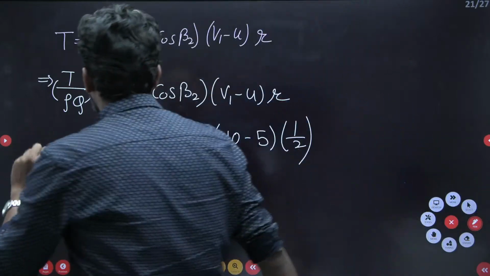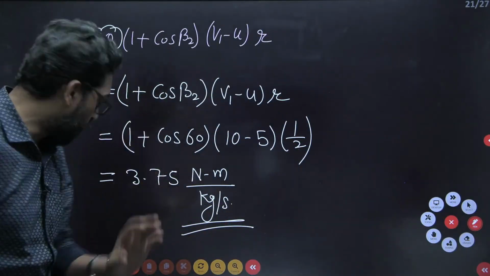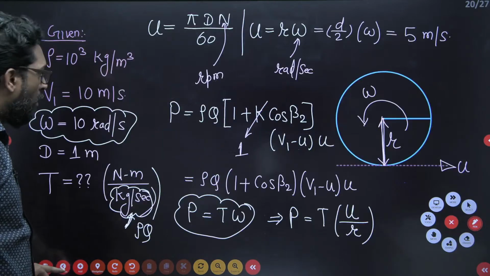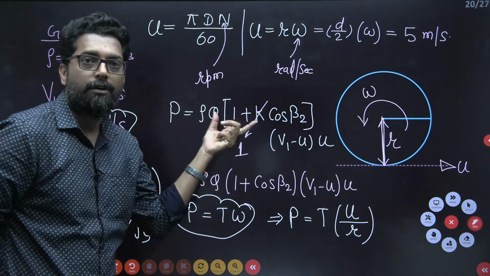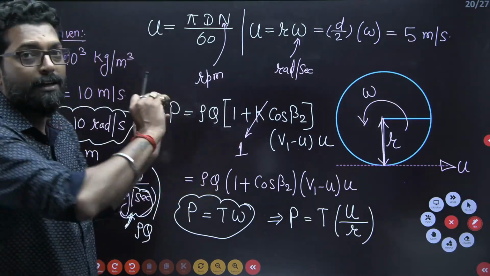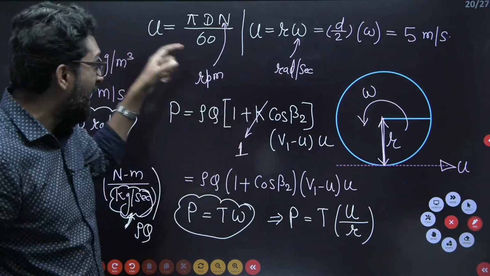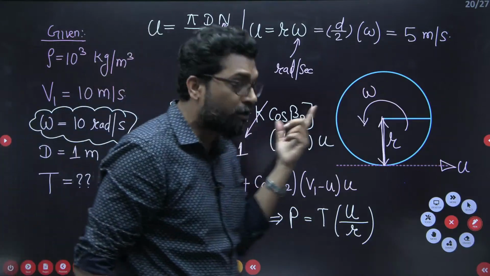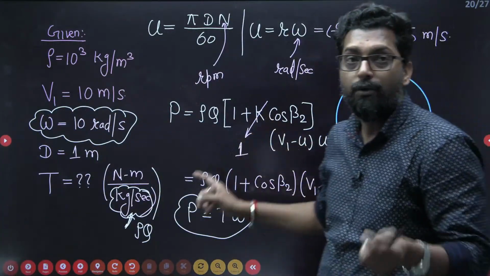What is the main thing in the question? The main thing is whether you know this formula or not. You have to calculate also. The inlet velocity is not given, so directly, if you have no knowledge about this formula, you cannot solve this problem.